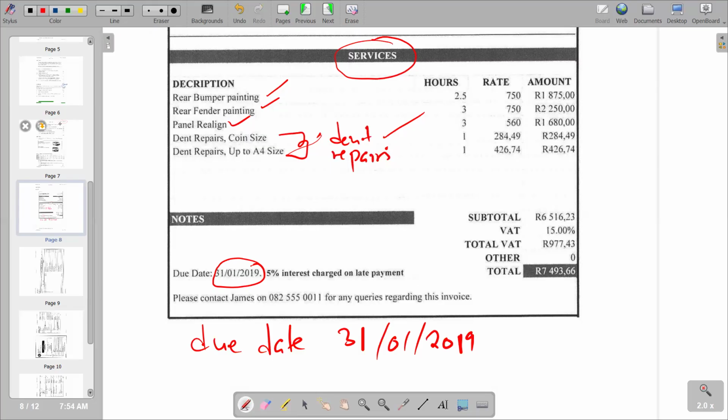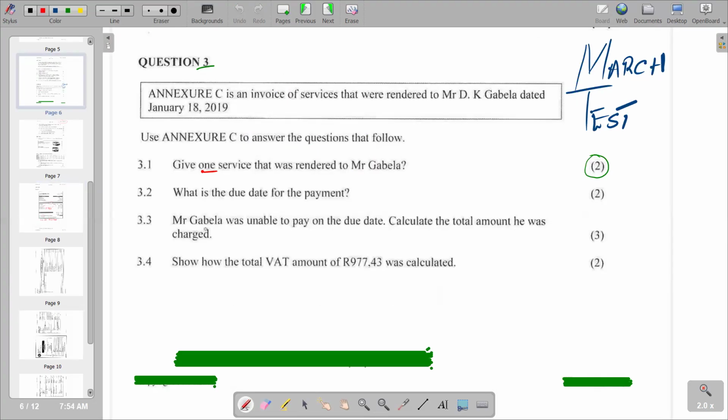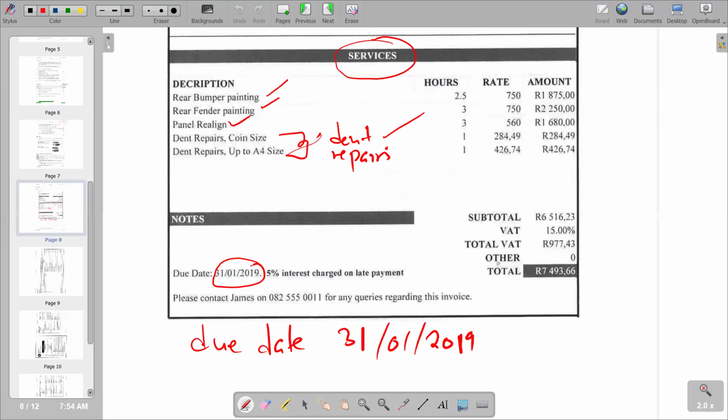So go to the next part of our question. Mr. Gabela was unable to pay on the due date. Calculate the total amount he was charged. So if you go to the invoice again, you'll see that the amount that was due to be paid was R7,493.66. But since there was late payment, it will attract 5% interest. So basically, it's going to be based on the amount due, which is R7,493.66.